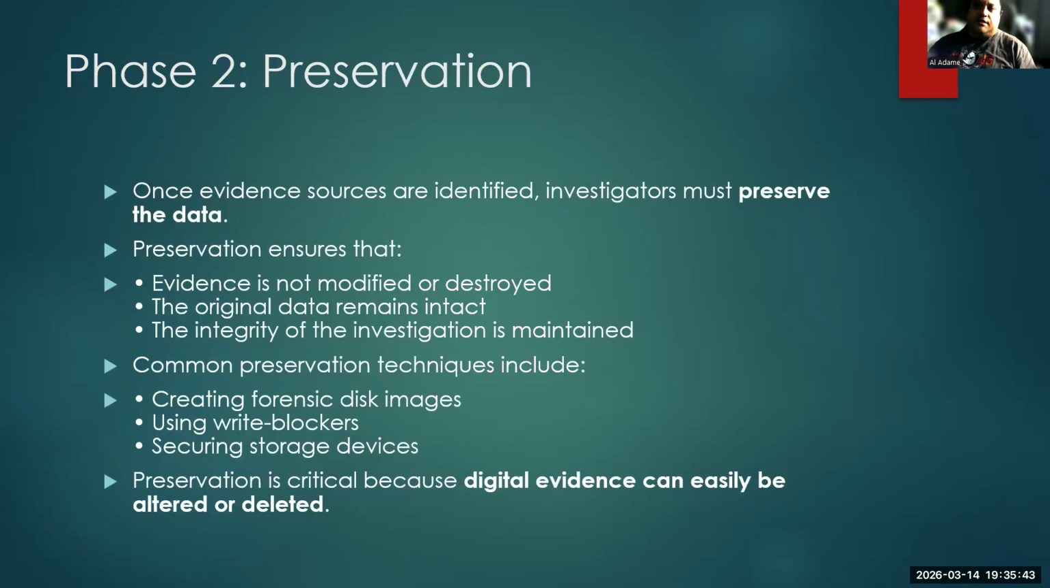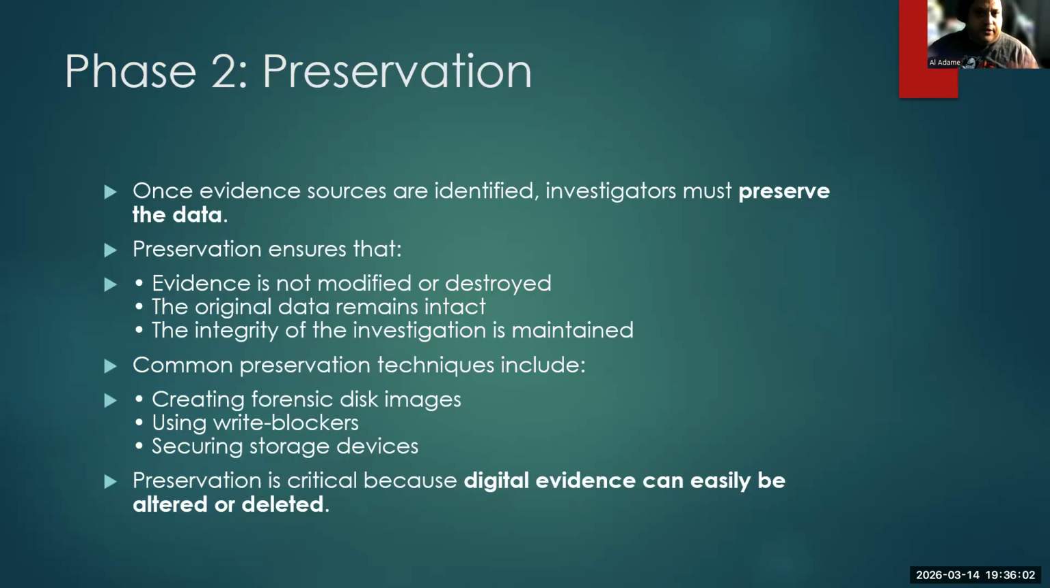So stage 2, preservation. Once evidence sources are identified, investigators must preserve the data. Preservation ensures that evidence is not modified or destroyed. The original data remains intact. The integrity of the investigation is maintained. Common preservation techniques include creating forensic disk images.